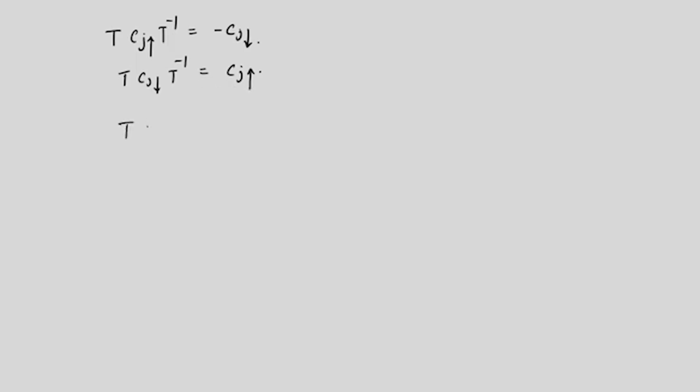So, now T h of k, suppose you have a tight binding Hamiltonian where the Hamiltonian is written in the k space, this is equal to, so T h of k T inverse is equal to h of minus k. Okay. All right. So, this is about the time reversal symmetry, and in the next lecture I will be talking about the inversion symmetry and particle hole symmetry and the chiral symmetry and so on.